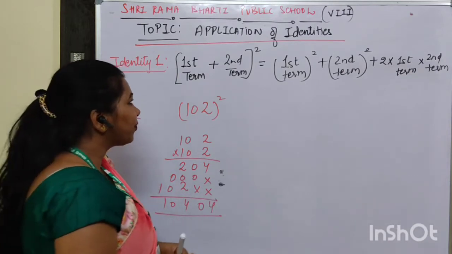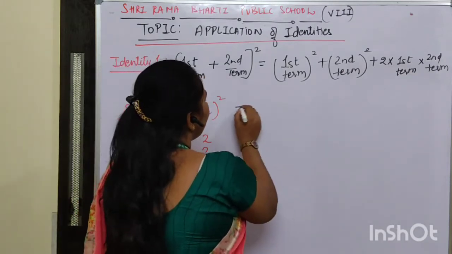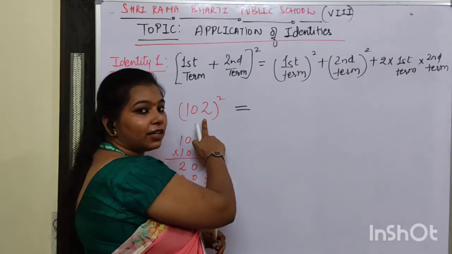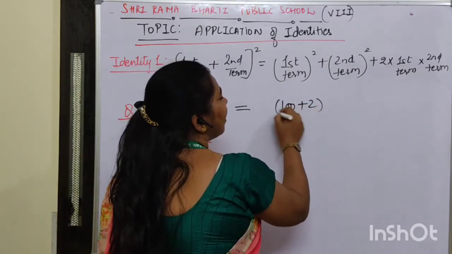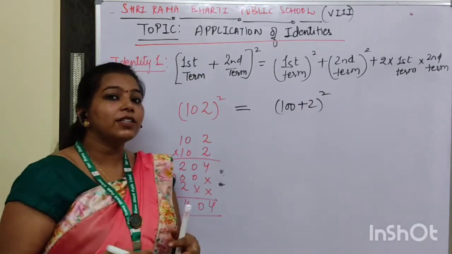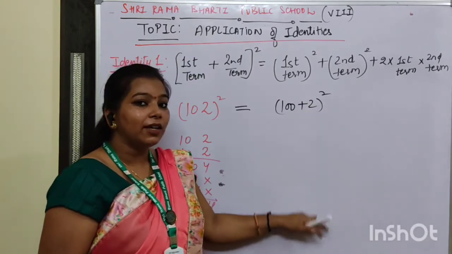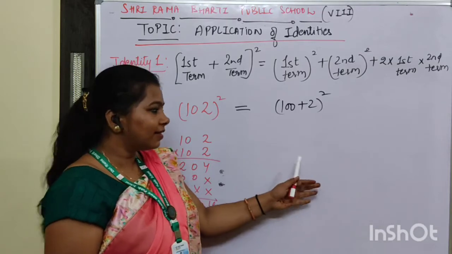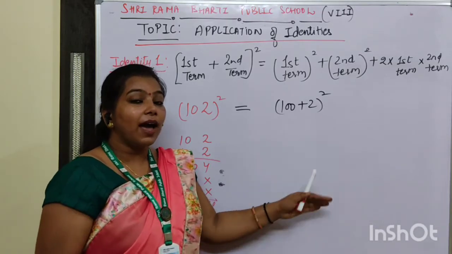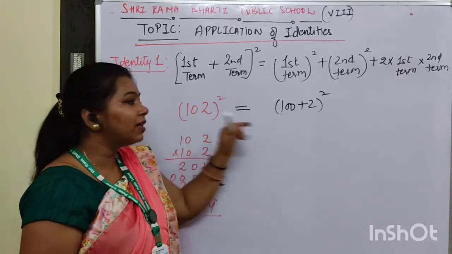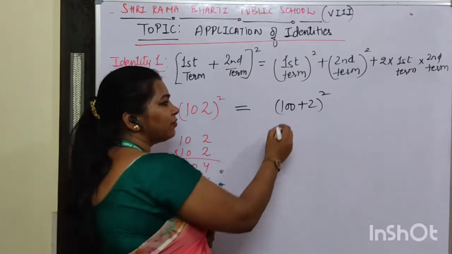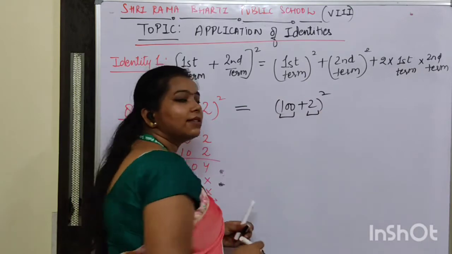So, as we can see here, this is the number 102. Can I write this number as 100 plus 2? First, I will show you how to do it on paper, and then I will tell you how we can do it orally. So, we can break the number 102 like this: this is my first term and this is my second term.